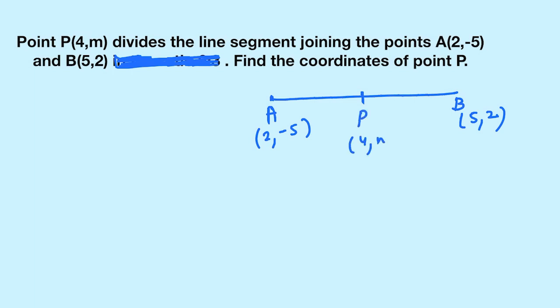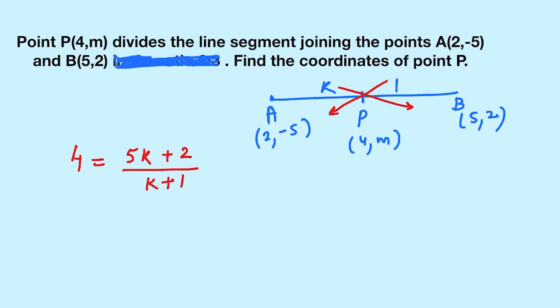P is 4 comma m. Let the ratio be k is to 1. Just for your convenience, we take the ratio as k is to 1. Now remember, I'm given one of the coordinates of the point P, that is the x coordinate. So let's equate the x coordinate: (5k plus 2) upon (k plus 1). So cross multiply. 4k plus 4 is equal to 5k plus 2. So 2 is equal to k.